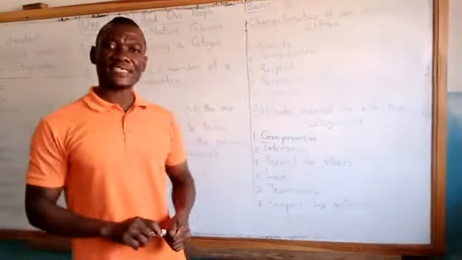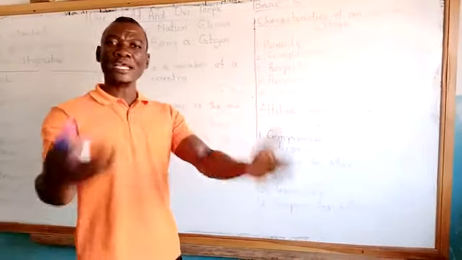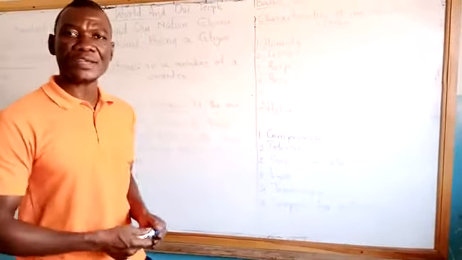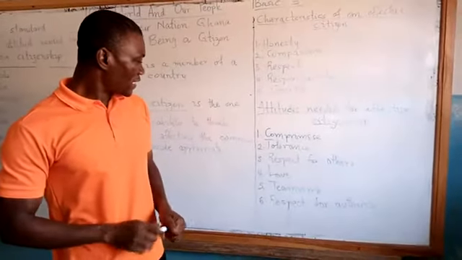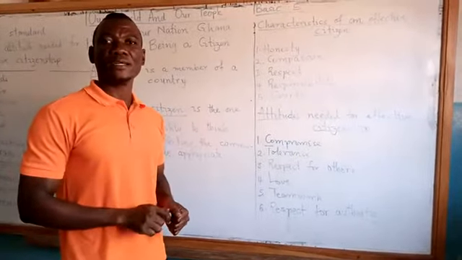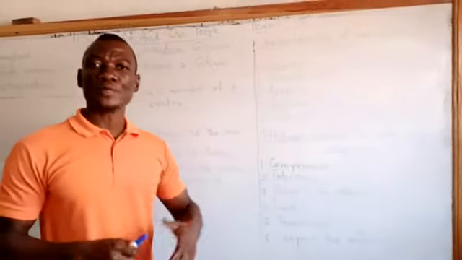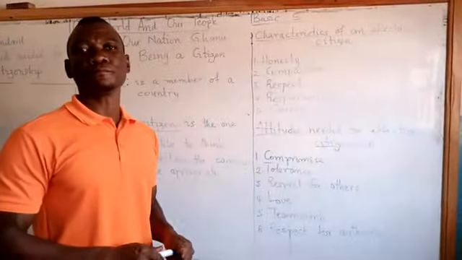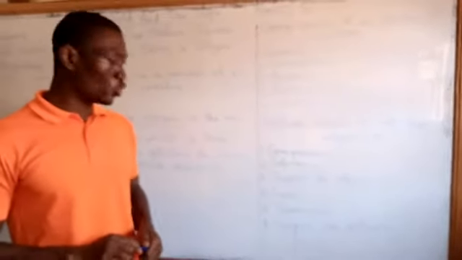The next one I have here is love. We should be able to show compassion and be willing to help other people when they are in need of our help. 6, we have teamwork. One attitude needed for effective citizenship is to be able to work with other people to accomplish a task or to fulfill a goal.